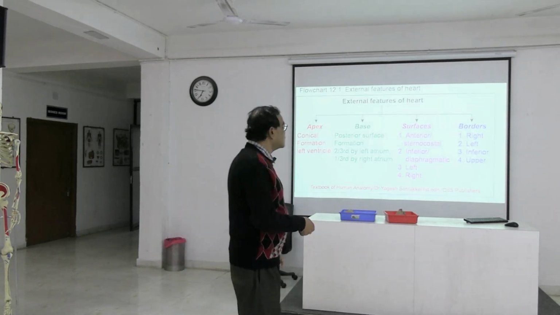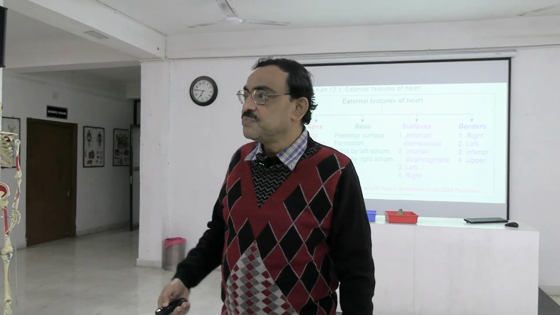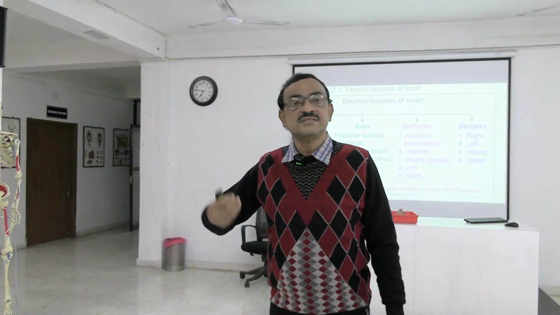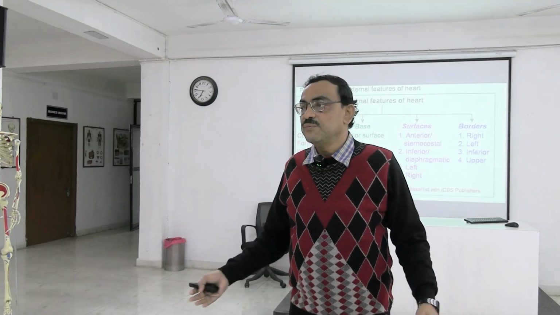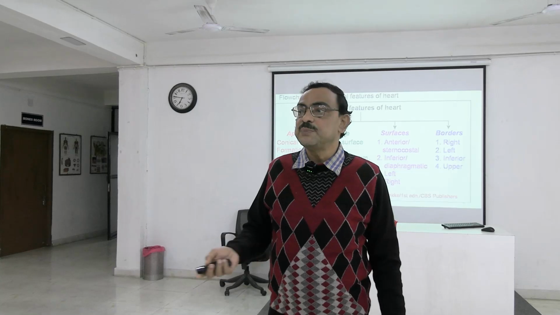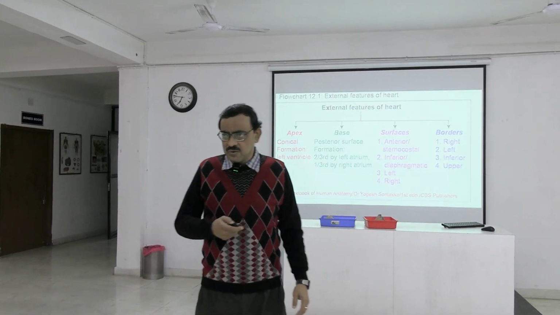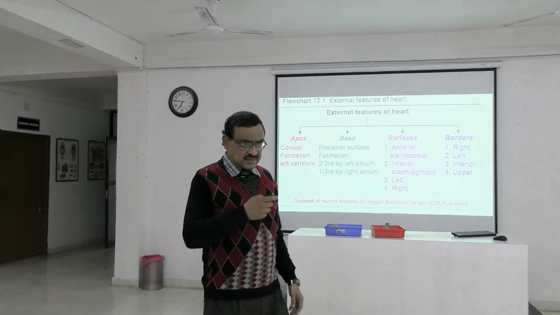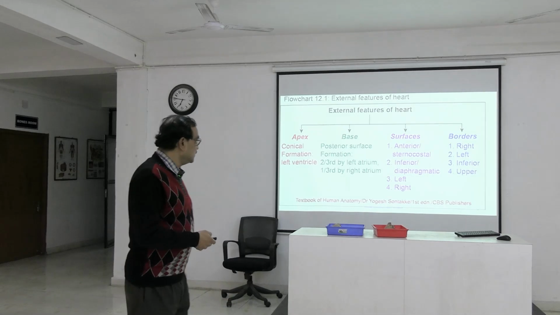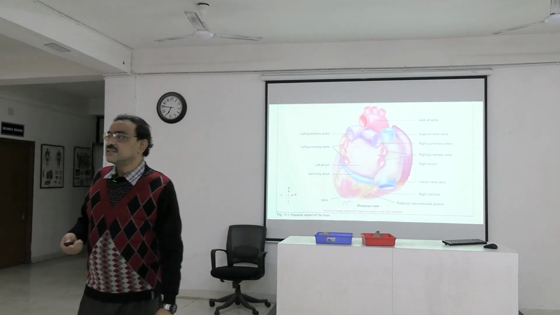And there are 4 surfaces. The surface which is visible is the sternocostal surface. The surface which is directed backwards is the base or the posterior surface. One is the diaphragmatic surface on which the heart is resting, or inferior surface. One is the right surface and another is the left surface. And accordingly, we know there are some borders: right border, left border, superior border and inferior border. So this is nothing but the base of the heart.